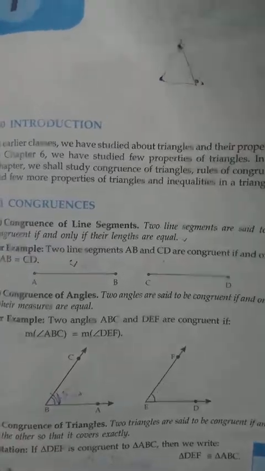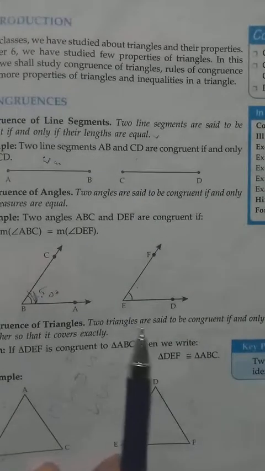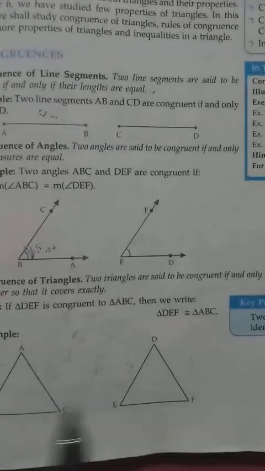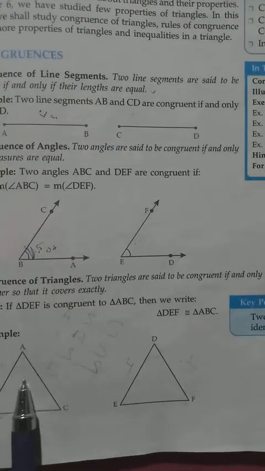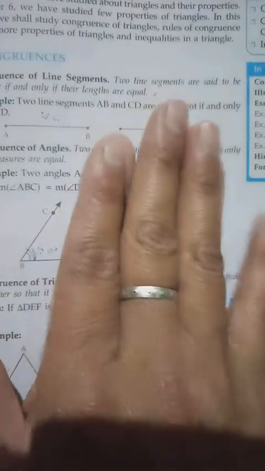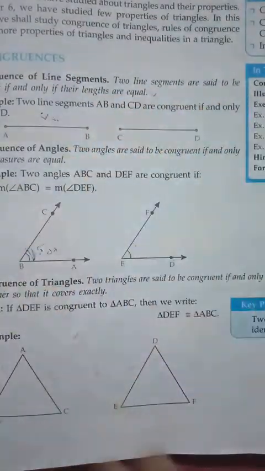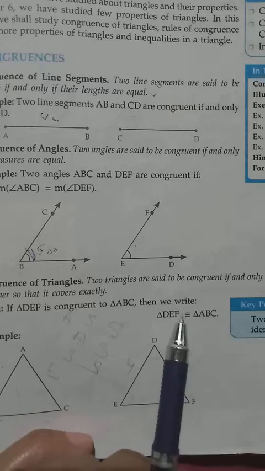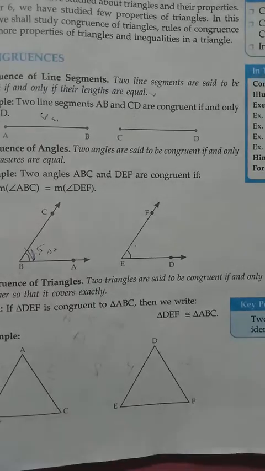Then the same way for triangles. They will be congruent if, suppose I take this one and put it upon here, like our hands. If I put my left hand on my right hand or my right hand on my left hand, you cannot see the other. That means they are exactly equal to one another. So in that case, we call them congruent, and this is the symbol for congruence.